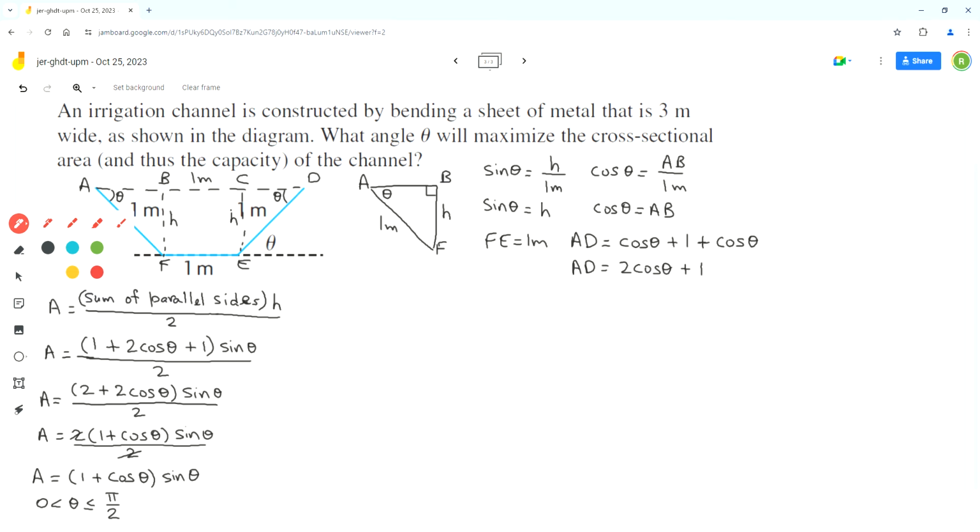Now this area function is made up of two functions. One is 1 plus cos theta, times the other function, sine theta. Since these functions are being multiplied, we can use the product rule to find the derivative. As per the product rule, we start with the derivative of the first function, 1 plus cos theta, and its derivative is 0.